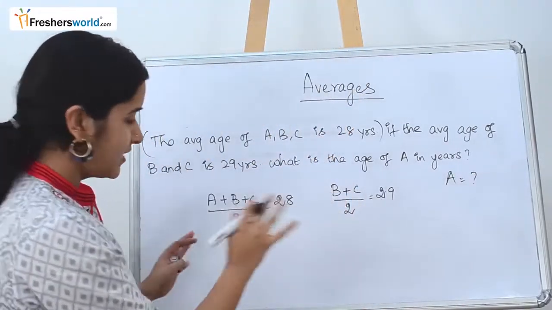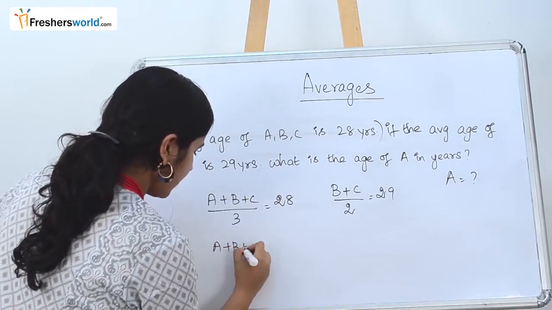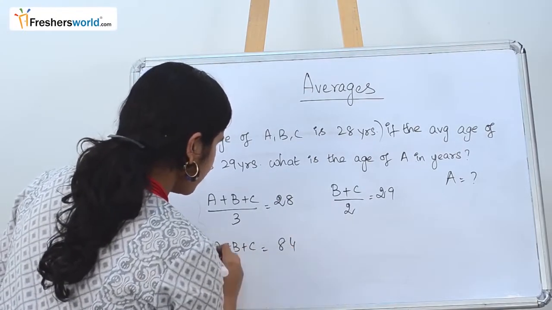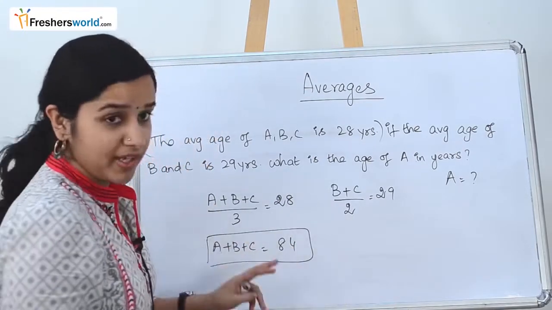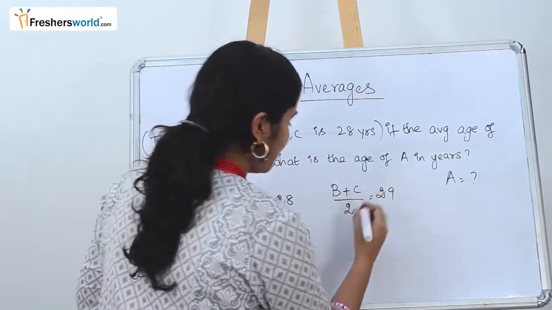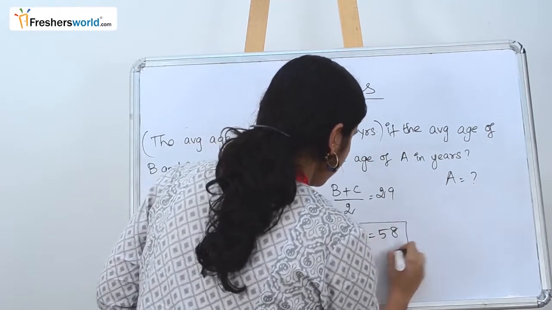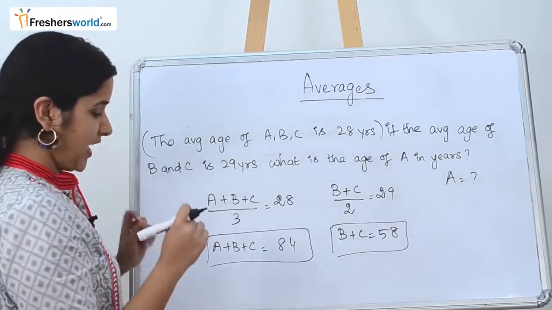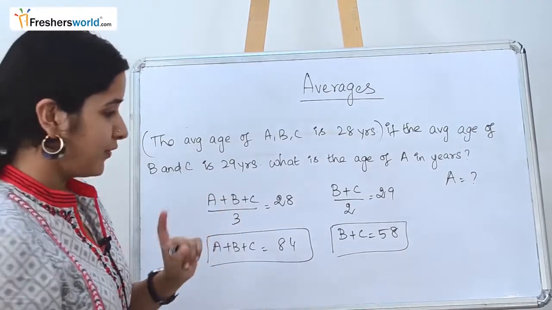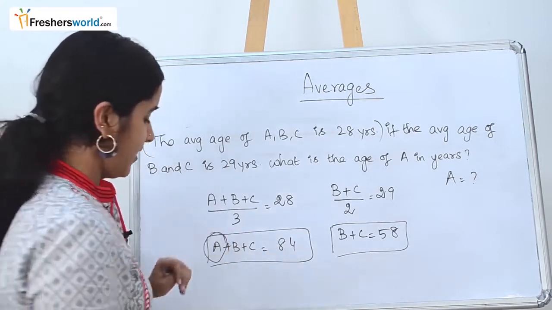So let's just solve these two. A plus B plus C divided by 3 is 28, so this can be multiplied here. 28 into 3 is 84. So it is A plus B plus C is equal to 84 years. Next, go to this question. B plus C by 2 is equal to 29. So B plus C is equal to 58. So now we have two equations: A plus B plus C is equal to 84 and B plus C is equal to 58. Once we subtract it, we will obviously get the age of A.